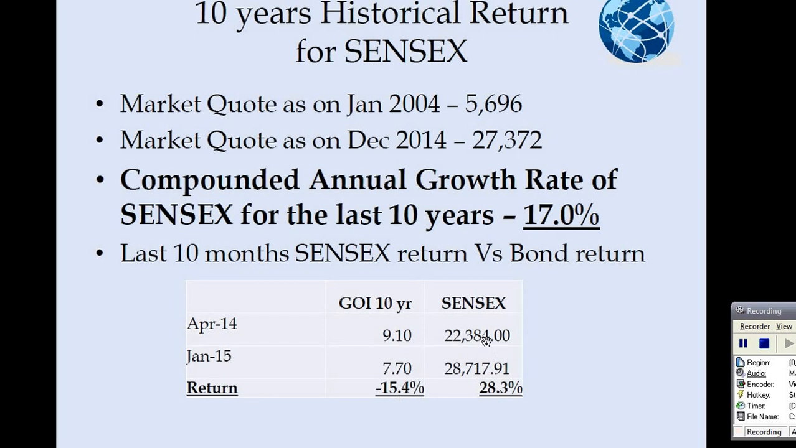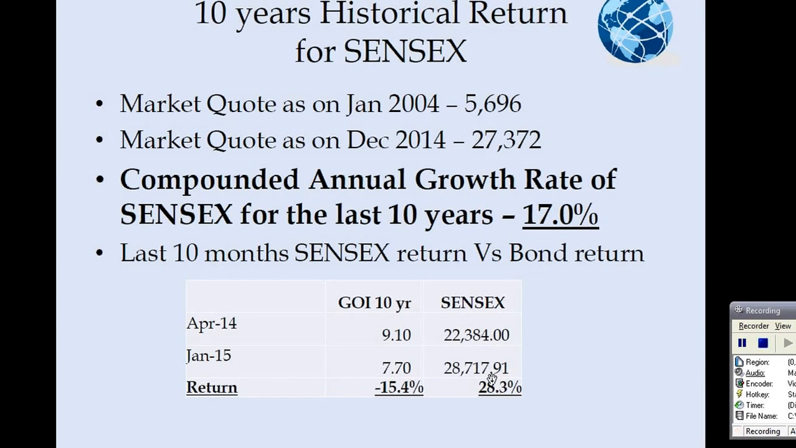Whereas Sensex has gone up from 22,384 in the month of April 2014 to 28,000. It almost touched 30,000 last week, but in the last week it is going down. The current market price of Sensex is 28,717.91, which has yielded a return of 28.3%, which is almost double the absolute fall, which shows stock can really beat the fixed income. But this is a short-term return.